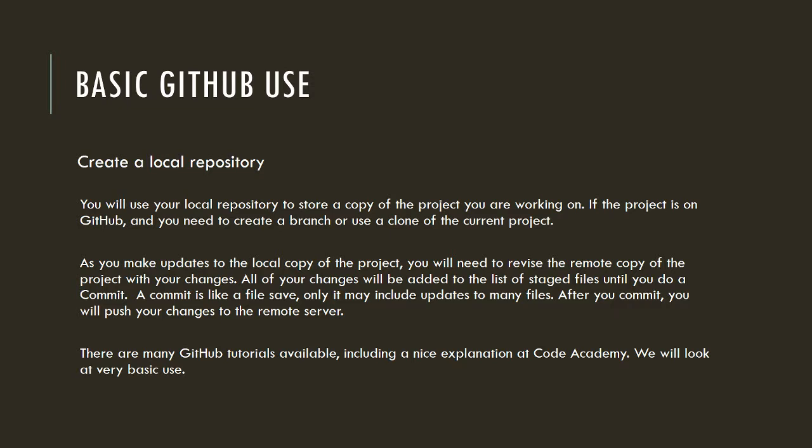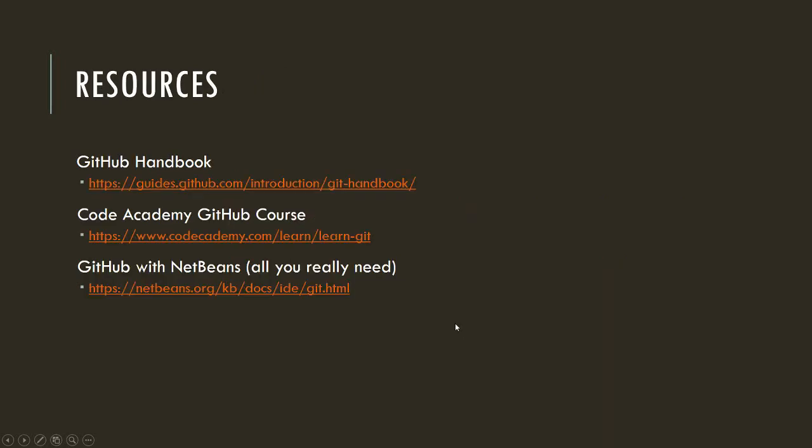Now, we have two steps there. First, we have to commit, saying, yep, I want to commit these changes, and then we have to push them to our cloud-based repository. Now, again, as I've mentioned, there are lots of tutorials available. There are some resource links here. The GitHub handbook, this link will take you to the Getting Started guide from GitHub. You might find that handy.